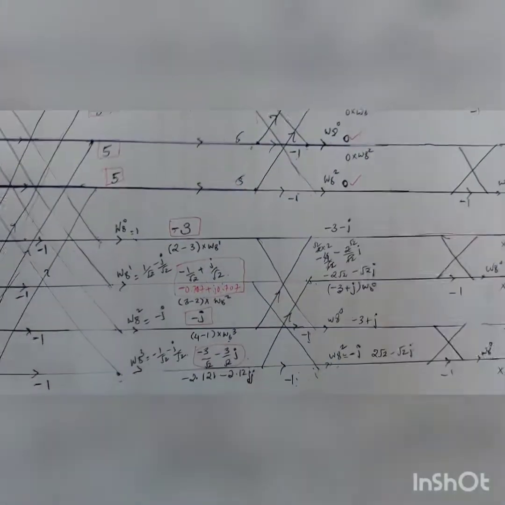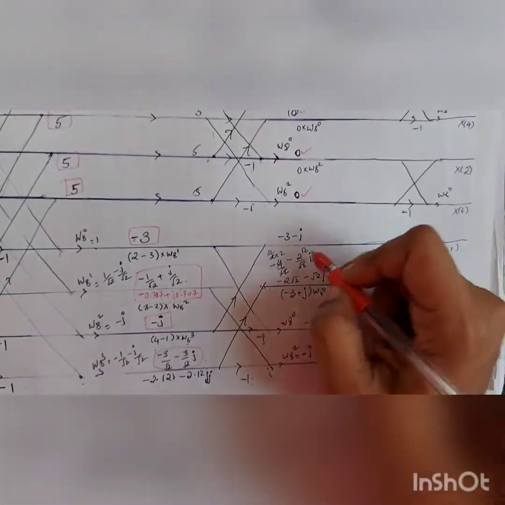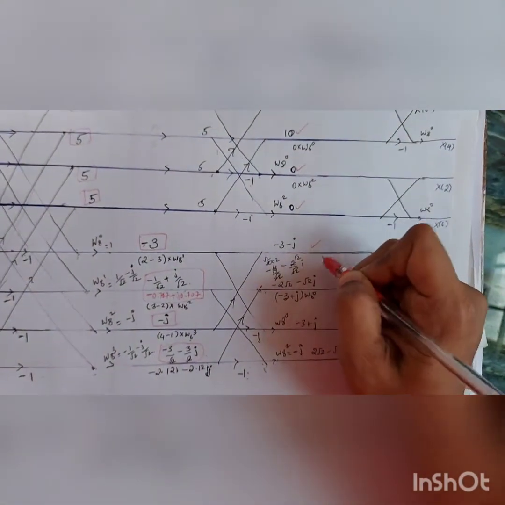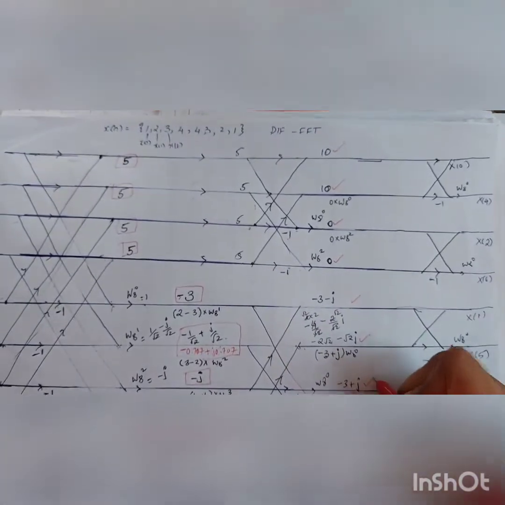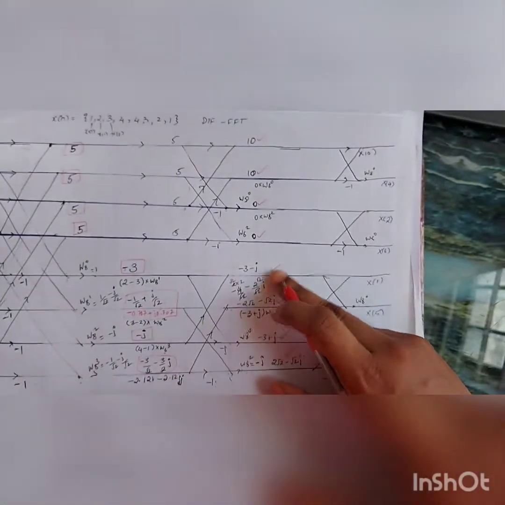Alright. So you can see here what are all the values we're going to take to the next stage. This one, this one, this one, and this one. These are the values which go to the next stage.